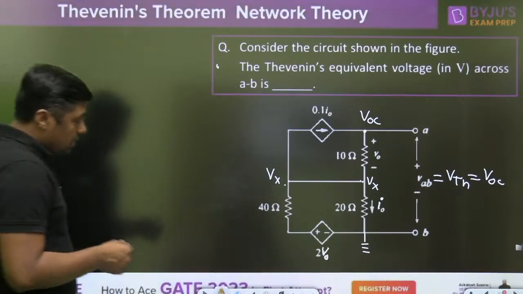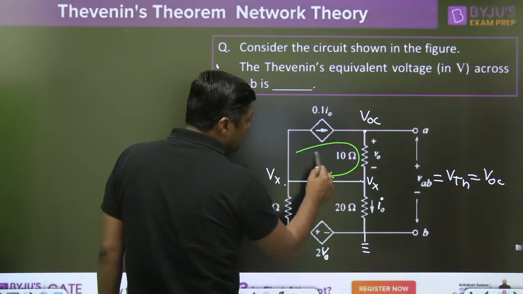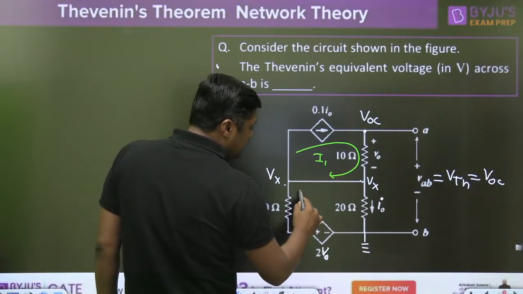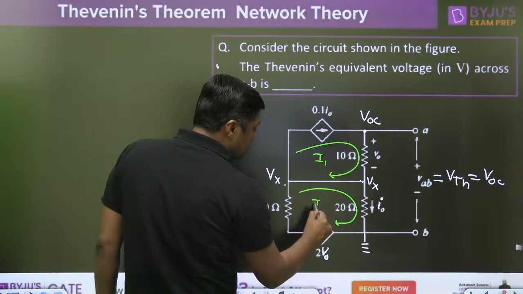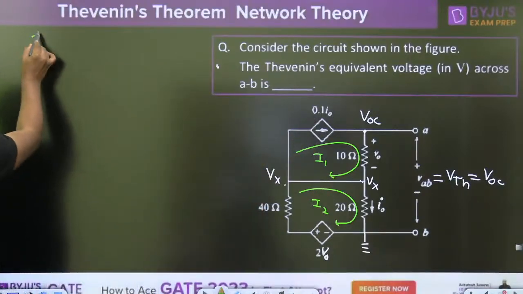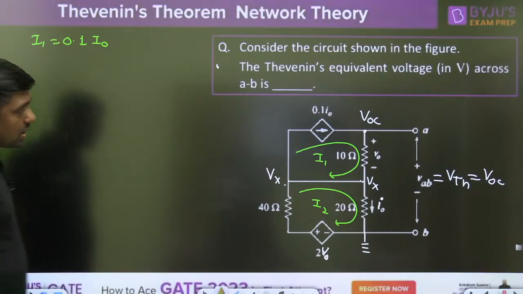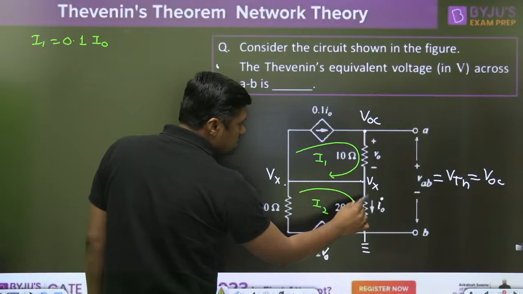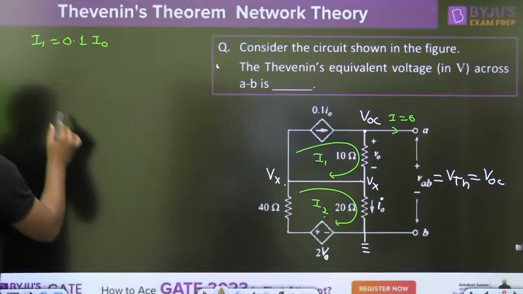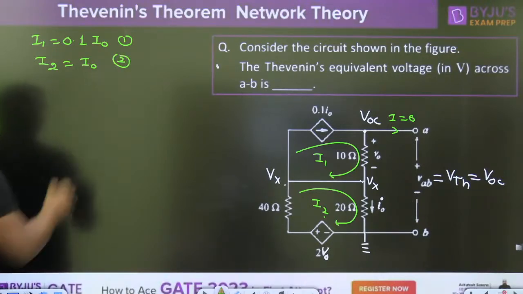Watch this. Another method. Let this current be I1 and let this current be I2. From the diagram, you directly get I1 is equal to 0.1 I naught. And what is I2? Because there is no current here, I can say I2 is equal to I naught. This is the first, this is the second.